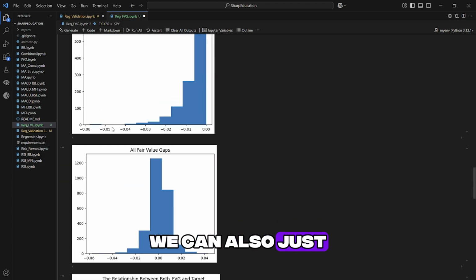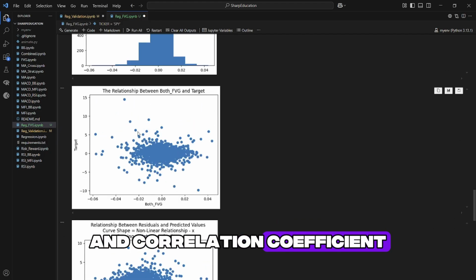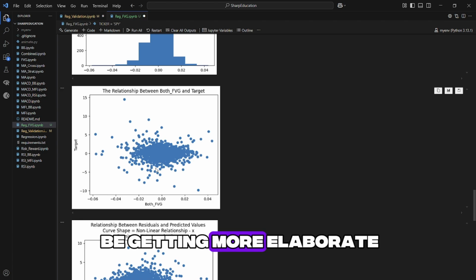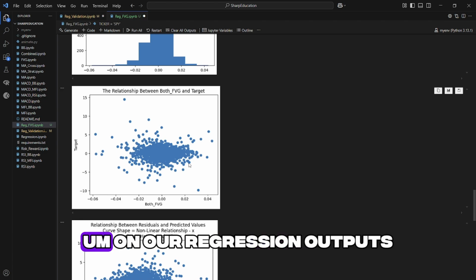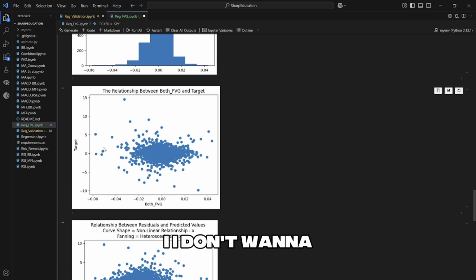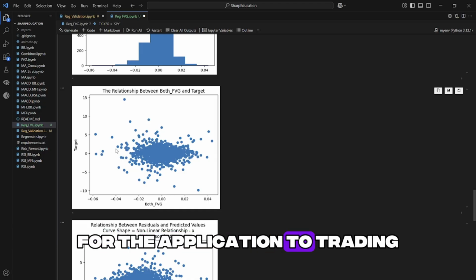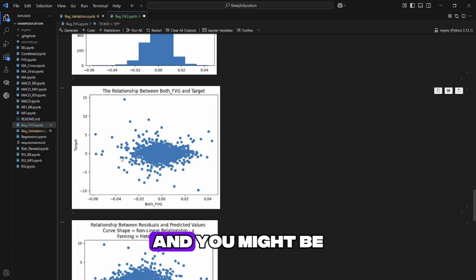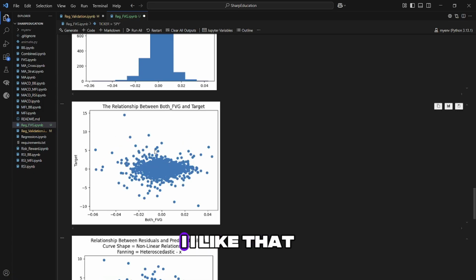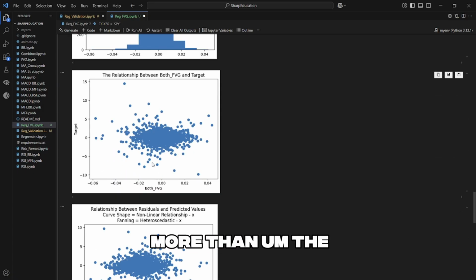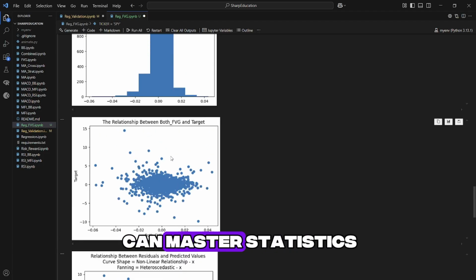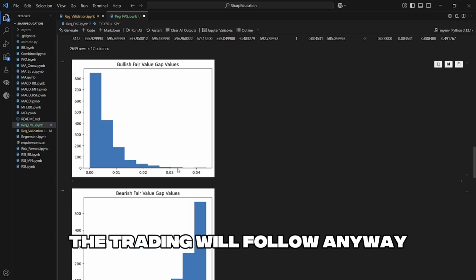We can also just use the R-squared and correlation coefficient. Next episode, I will be getting more elaborate on those, on our regression outputs. I don't want to get too involved in the statistics. I know most of you are here for the application to trading. And you might be able to tell by now, but I'm mostly a statistics guy. I like that more than the trading itself. I think if you can master statistics, the trading will follow.